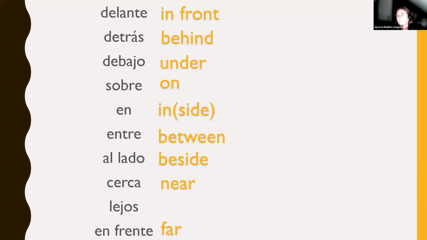Cerca. Lejos. It's far. Es muy lejos. It's really far. Es muy lejos. Or if it's opposite, enfrente.